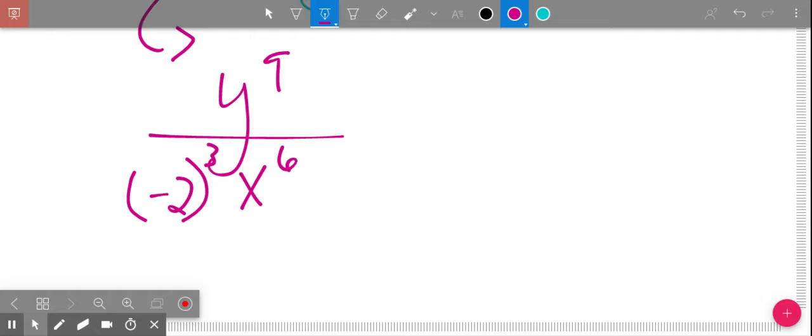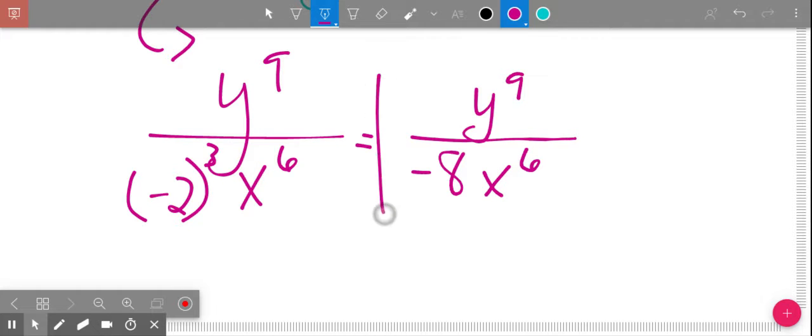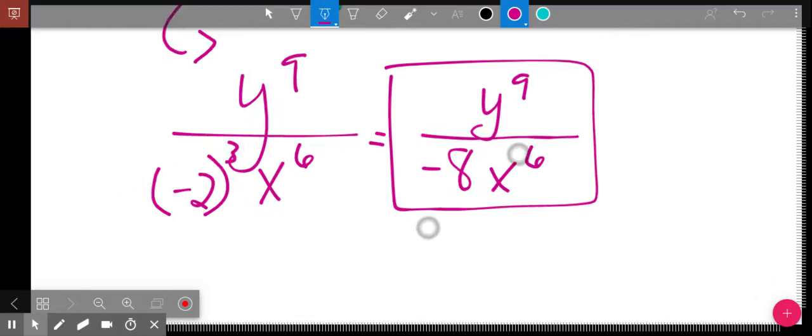So I'm not quite finished. I need to simplify my coefficient. So I need to simplify that one step. Negative 2 cubed is the same as negative 2 times negative 2 times negative 2, which will give me a negative 8. So I'll have y to the 9th divided by negative 8 x to the 6th. And that's going to be my final answer for that one.